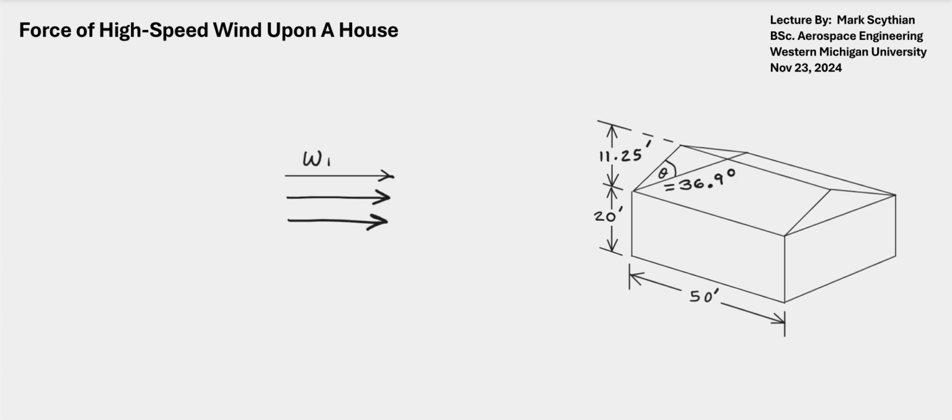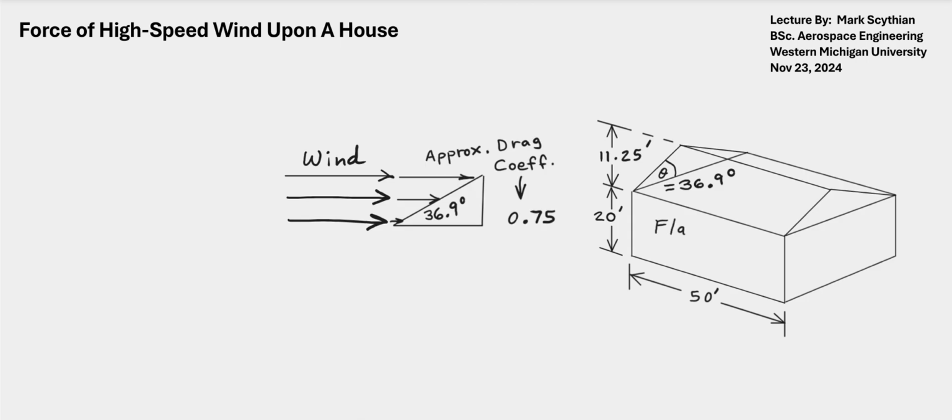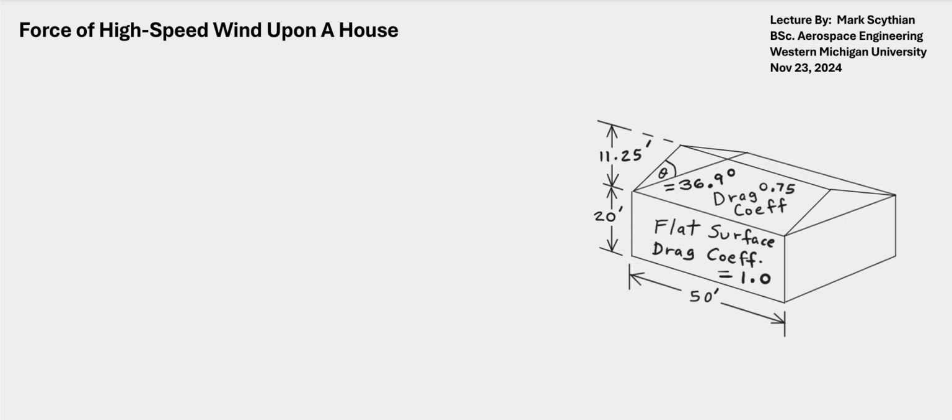So if we approximate the drag coefficient for the roof section greater than or equal to about 45 degrees, it then has approximately the drag coefficient of a cone. So we'll just say it's 0.75. And then the flat surface of the siding will have a drag coefficient of 1.0, just the flat surface. And then we have a drag coefficient of 0.75 on the roof section.